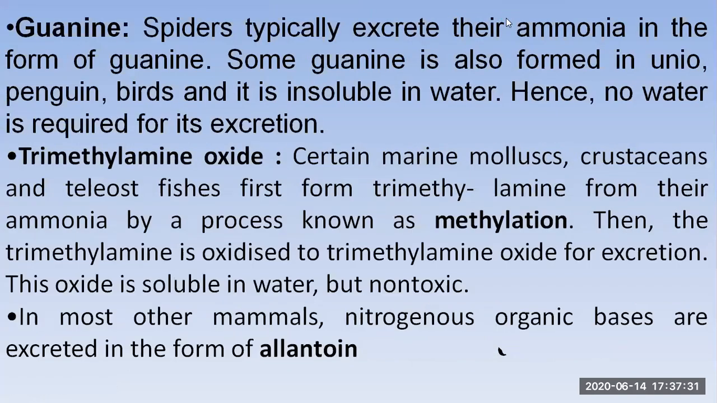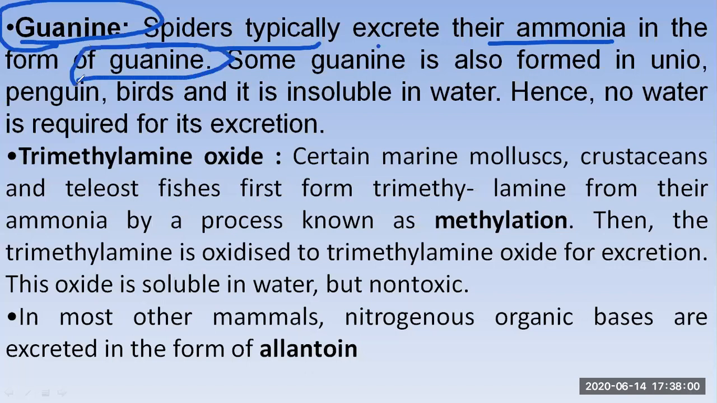Now next we will see another type of excretory substance. Here, firstly guanine. You have already heard the statement from different people that a spider never drinks water. Why? Because here they have given the reason. With guanine there is no need of water, so spiders typically excrete their ammonia in the form of guanine. So here ammonia is converted into guanine, and a spider is also considered a guanotelic animal.